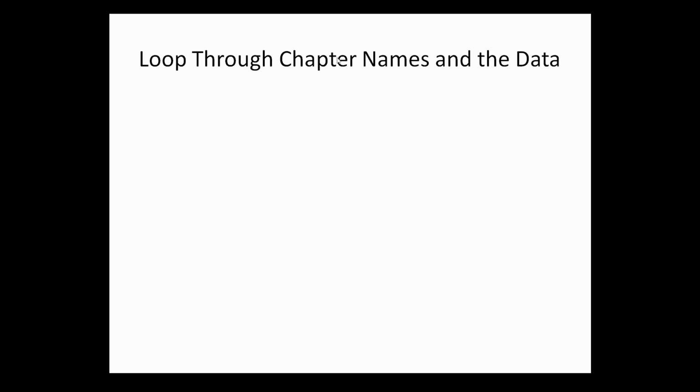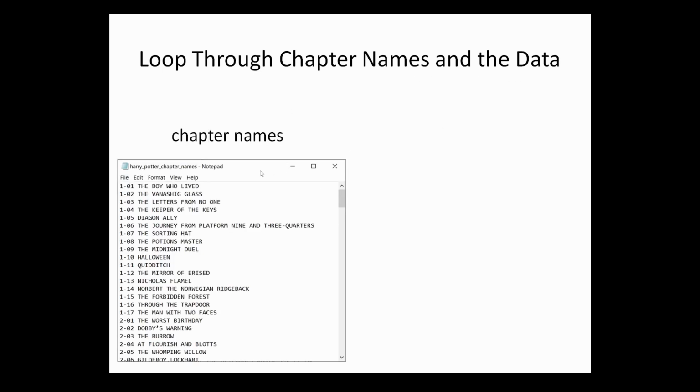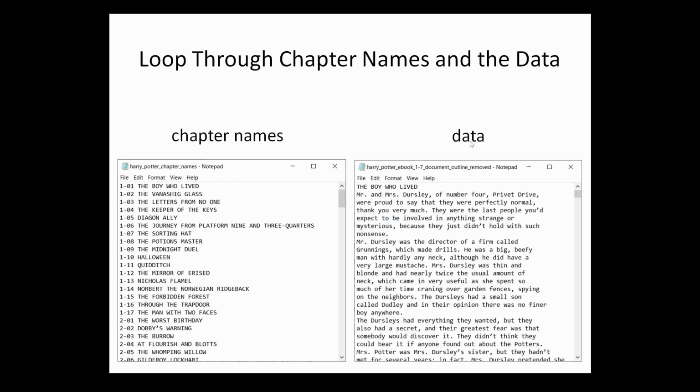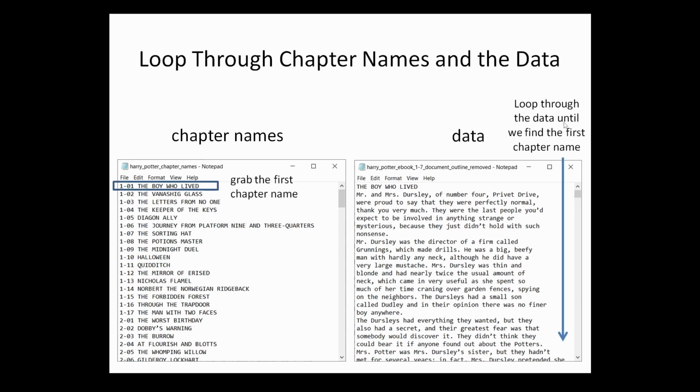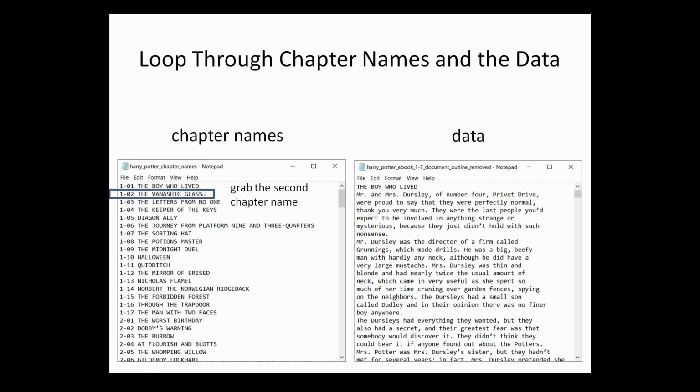Basically, we need to loop through chapter names and the data. So I have created a file which has all the chapter names. Each line has a book number followed by the chapter number and then the chapter name. We also need to loop through our data, which is our novel, ebook from book 1 to book 7. So the first step is to grab the first chapter name and then start looping through the data until we find this first chapter name. Once we find the first chapter, then the next line is the chapter starting line. So we can record that into our list and we can repeat this process.